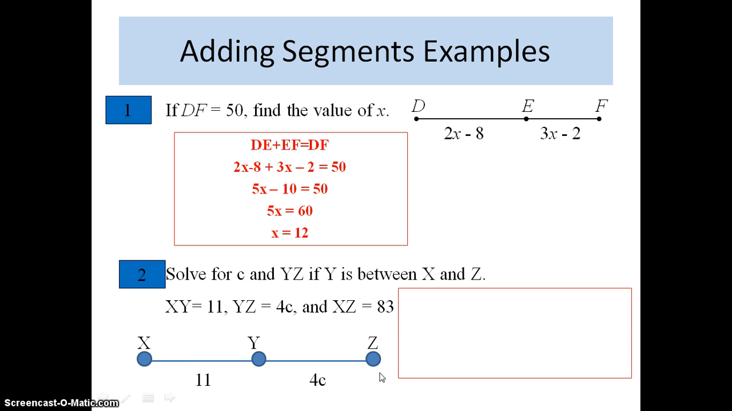Now we can write our segment addition equation. XY plus YZ equals XZ. Plug in what we know. 11 plus 4c equals 83. And then now I just need to solve for c. I'm going to subtract 11, divide by 4, and you'll get that c is 18. The question also asks for YZ. To get that YZ is 72, you need to take 18 and plug it in for c in your YZ expression. So 4 times 18 is 72.